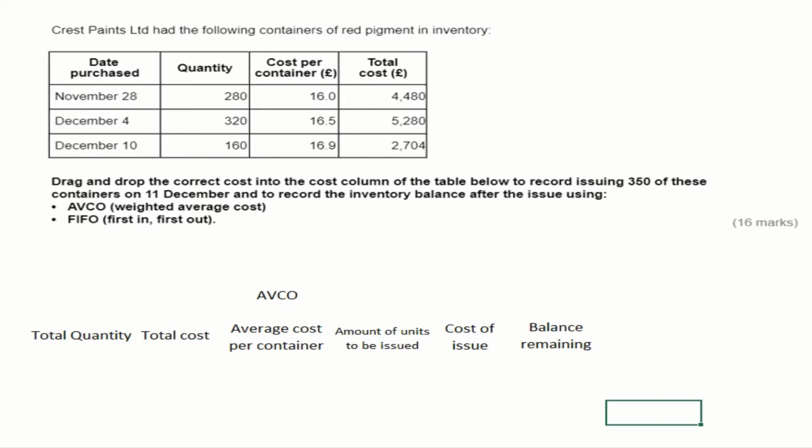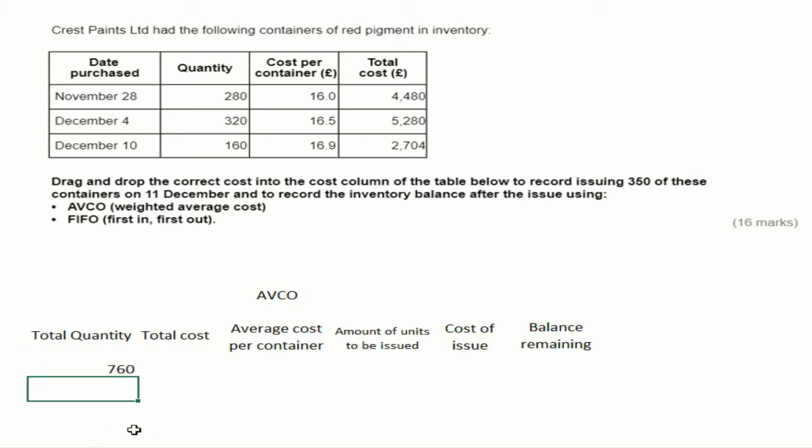So now we are looking at how we do the AVCO calculation. The first thing I like to do is work out the total quantity available, which would be the 280 plus 320 plus 160, and we get a total quantity of 760.